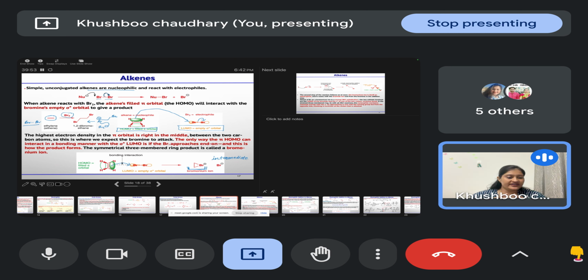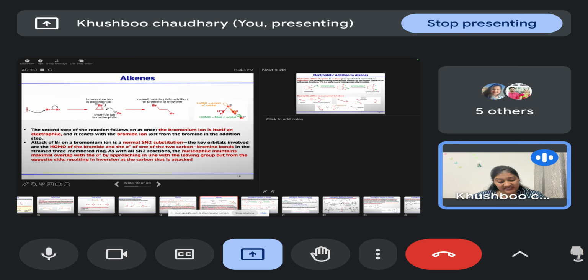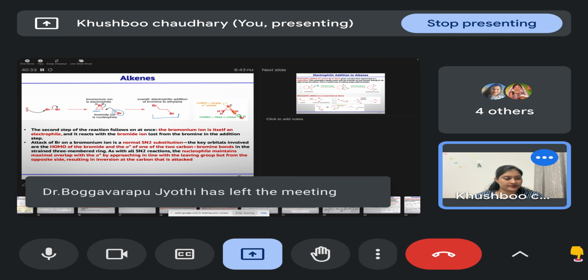Now, three-membered rings are already strained, and bromine is big enough that it will increase the strain in this molecule. So this bromonium ion will act as the electrophile and wants any nucleophile to open it. So, how will it attack? Firstly, the alkene will react with bromine, leading to the formation of bromonium ion and bromide ion, and the bromide ion will be released. Now it will act as the nucleophile and do SN2 attack from the backside of this bromonium ion, leading to the formation of this 1,2 addition product.